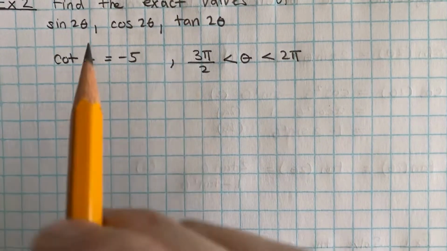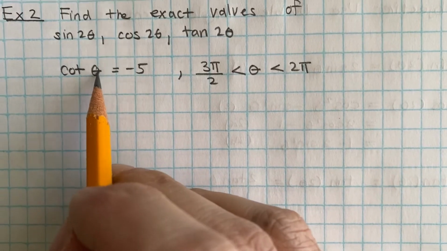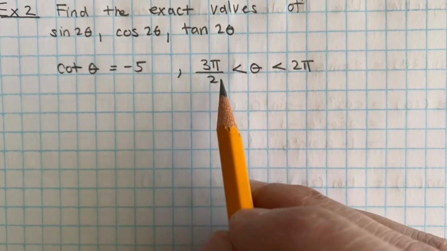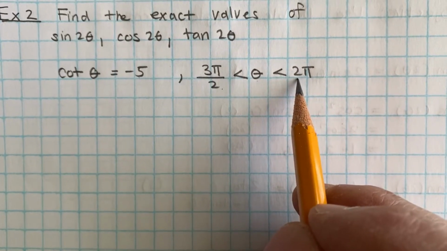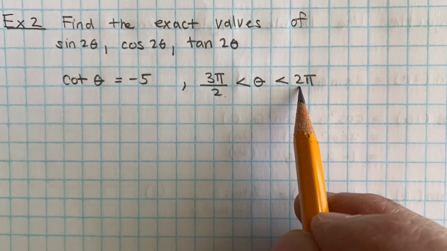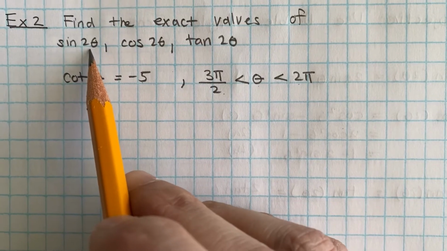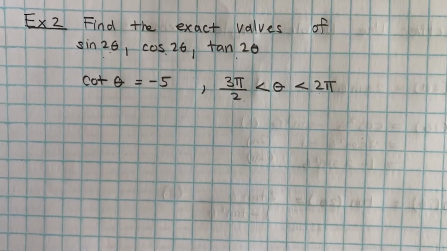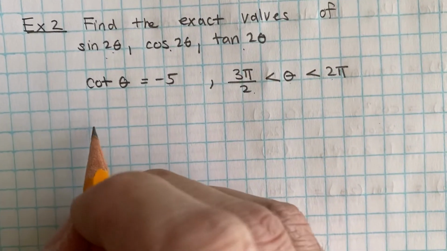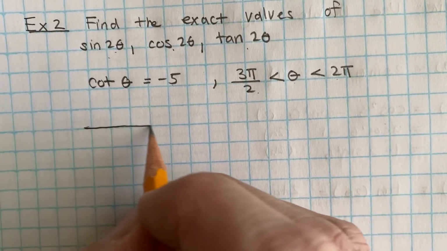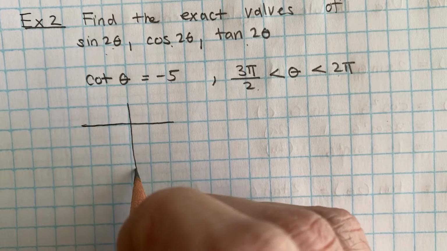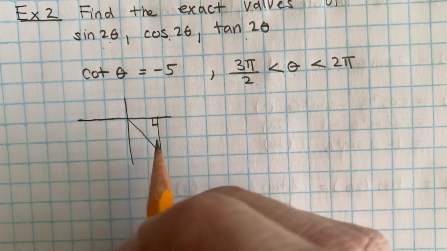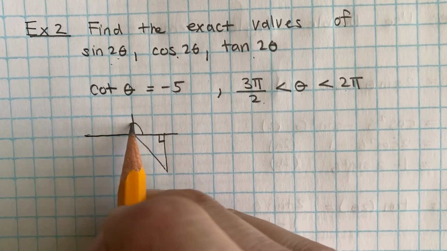All right, so we're given that cotangent of theta is -5. Theta is in the quadrant between 3 pi over 2 and 2 pi, so that puts us in quadrant number 4, I should say. And we're asked to find the double angle sine, cosine, and tangent. Okay, so let's draw our triangle here first. Our quadrant 4 triangle looks something like this. This will be your theta.